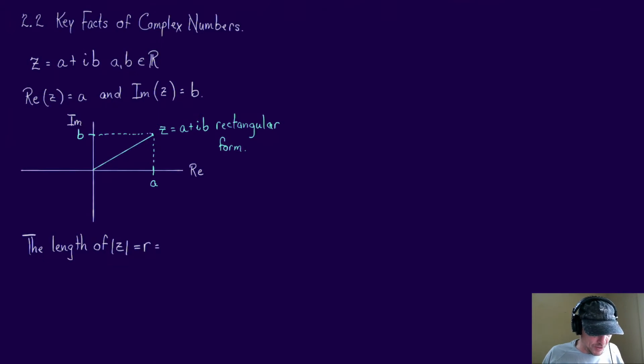Well, it's just found using the Pythagorean theorem like you might expect. So it's the right side, so that's a squared, plus the vertical side of our triangle, that's the b squared. You take the square root of that, and what do you have? You have the length, or the modulus of z.